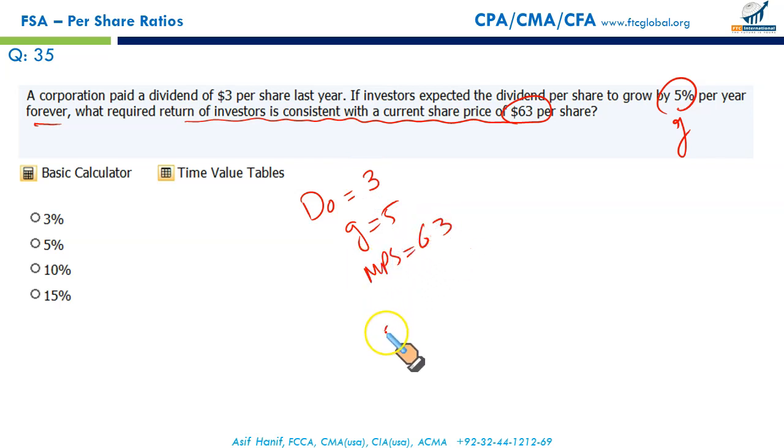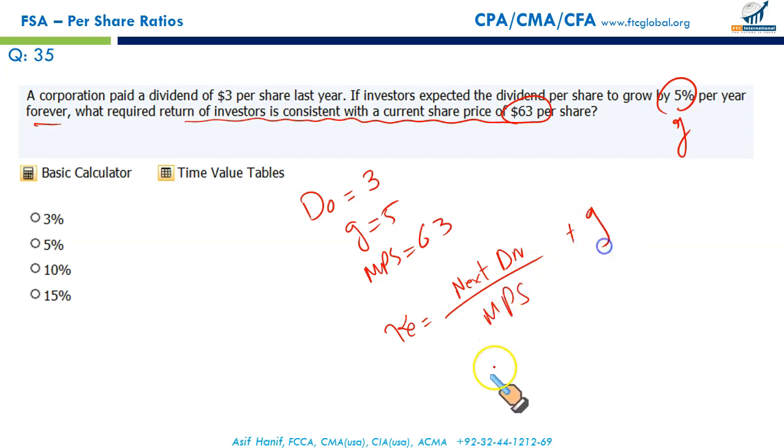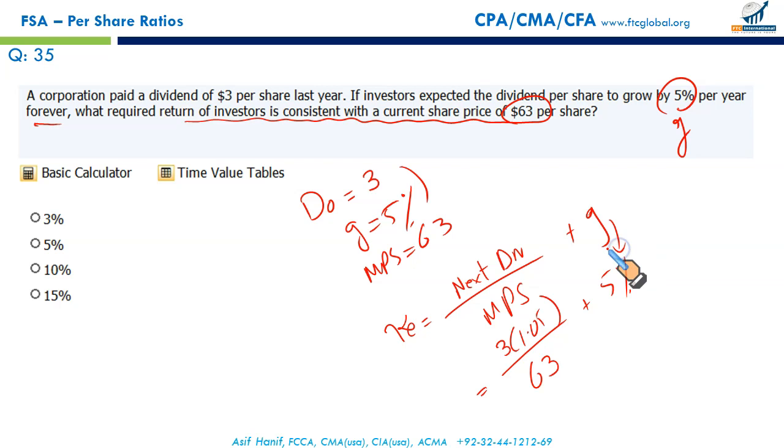Now we need to calculate the cost of equity. Remember, the cost of equity is equal to the next dividend as per the dividend discount model upon the market share price plus the growth rate. So this D0 is the current dividend, which must grow by 5%, which means in the numerator we'll write 3 into 1.05. That will give you the dividend after one period, or the next dividend, divided by the current market price 63 plus 5%. That's the growth rate. That is the dividend discount model. So if you simplify this part, it will give you 0.05, which multiplied by 100 will give you 5%. 5% plus 5% will give you a total of 10%. So that makes C the correct option.